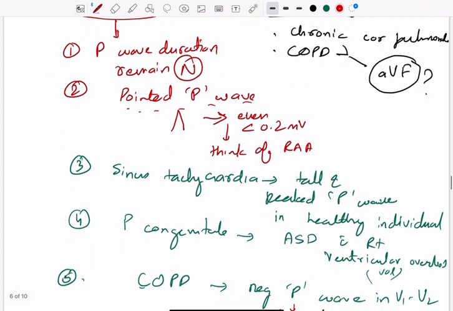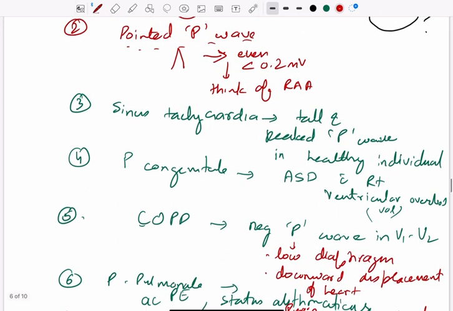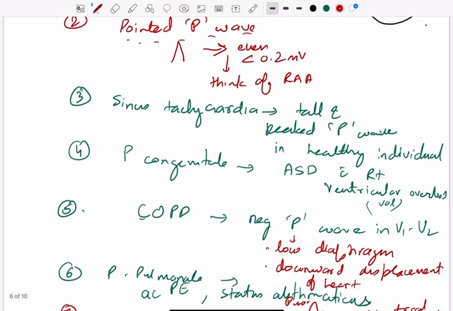Sinus tachycardia: I have already told you that as the sinus tachycardia occurs, the axis shifts 10 to 15 degrees clockwise, which becomes more inclined with lead 2. So you will get a tall and peaked P wave in healthy individuals. But that is a healthy individual. Then P congenitale, I will definitely cover this in the next points. But you need to know there is a term called P congenitale. It is generally associated with right ventricular overload. I will cover this separately.